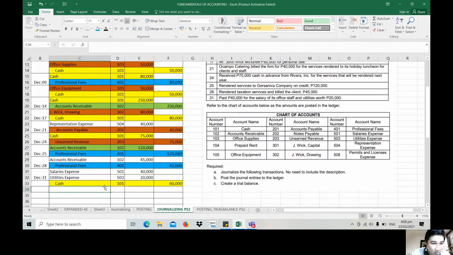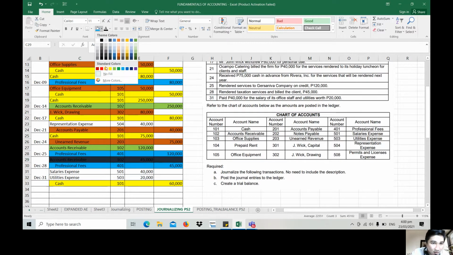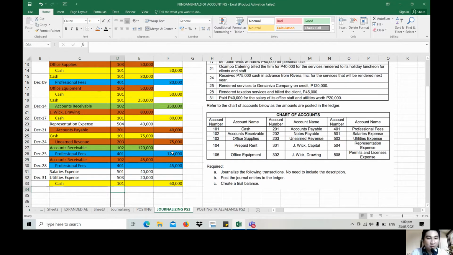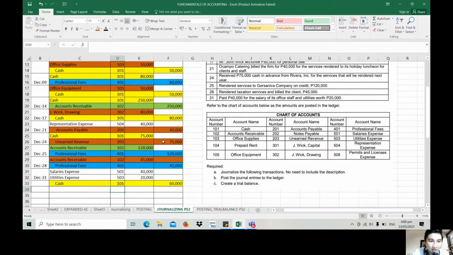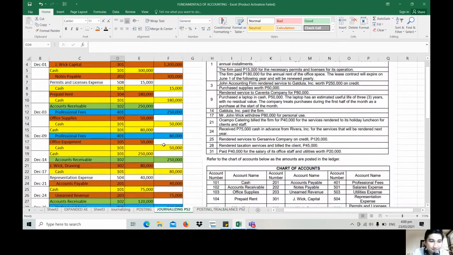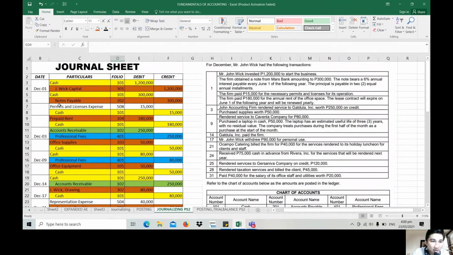Wala na. Uy, meron bang accounts receivable dito? Oh? Nakaligtaan natin. Debit accounts receivable. Ayun. Okay, mabuti nakita natin. December 28, 45,000 pesos. Ayun. Lagay natin. December 28. 45,000 pesos. So, nag-iba ang balance natin. Ayan. So, yan talaga ang nagagawa ng pag-check. Kailangan i-check.